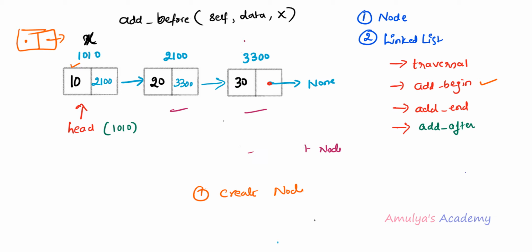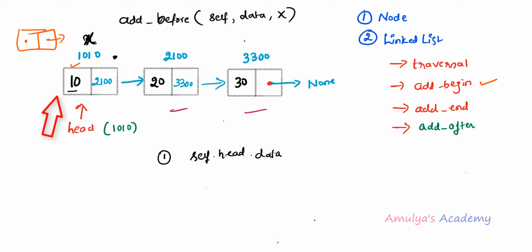Alright, so I'll explain what is happening here. The first step is we need to check whether we are adding the element before the first node. To check that, you need to write like this: self.head.data. Self.head is 10, this node. Self.head.data is nothing but 10.